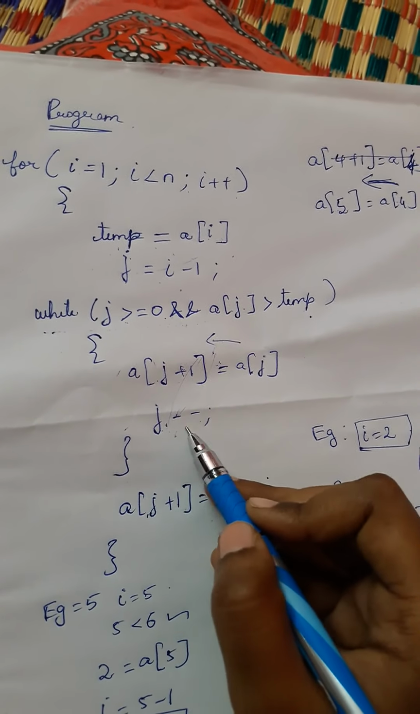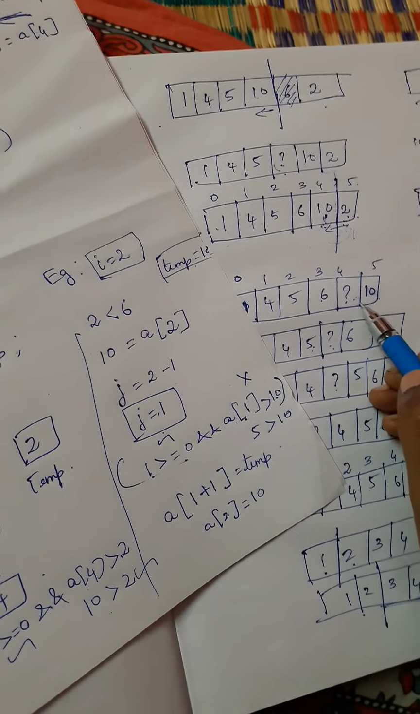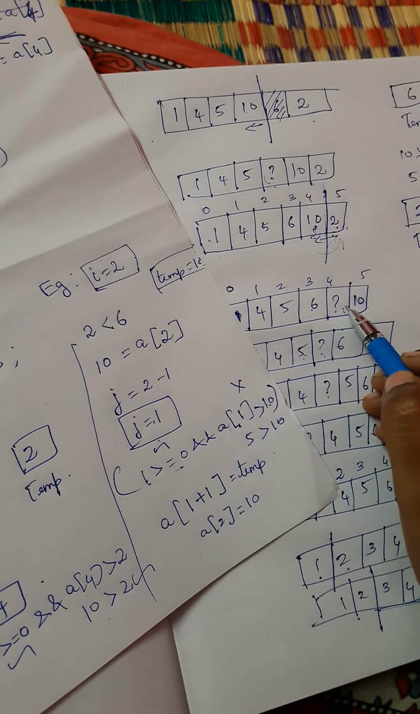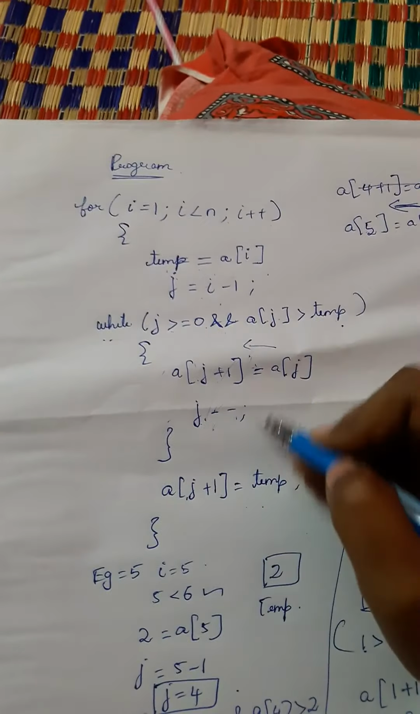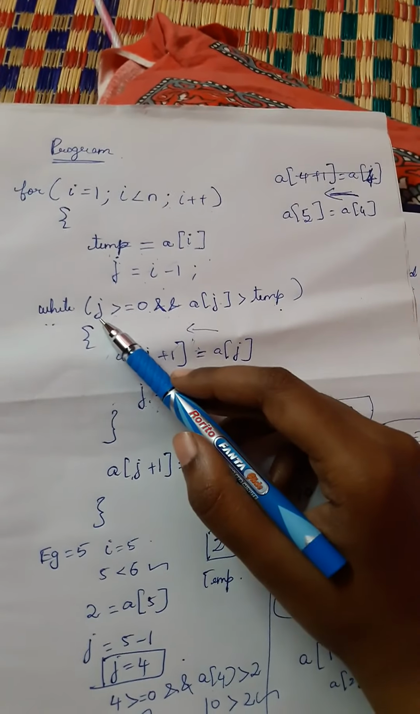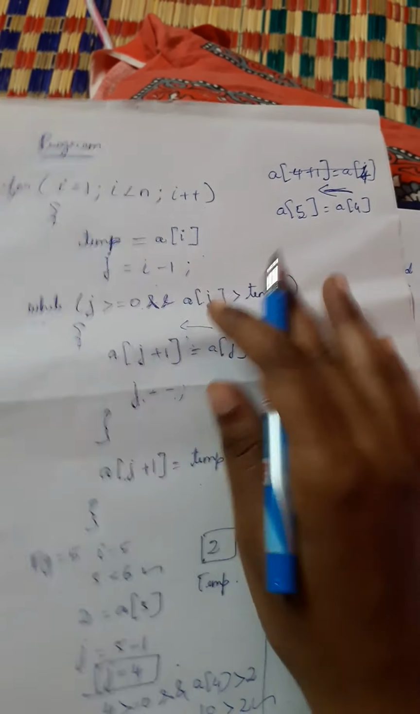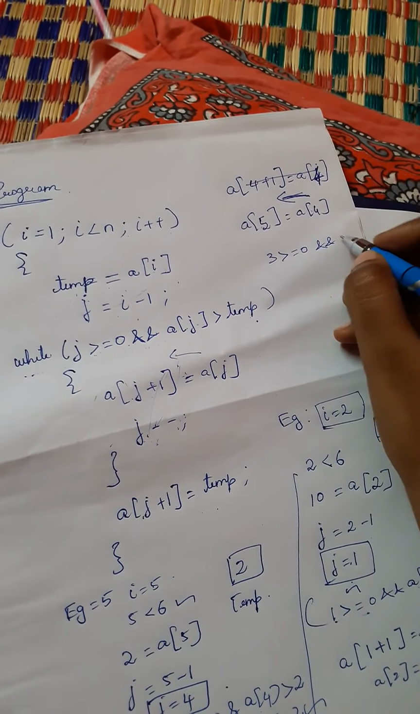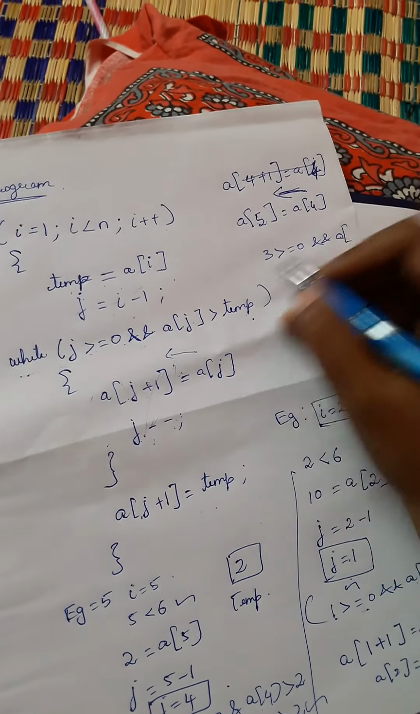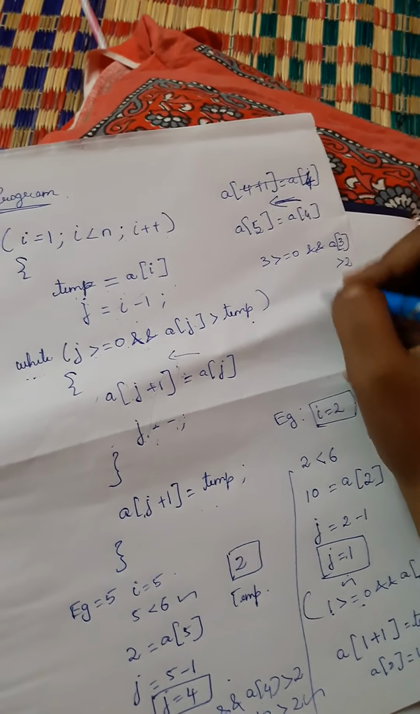Again, what you have to do is j minus minus. j is 4, so we are decrementing it by one. Now again I have to compare each and every element like this throughout the while loop. So again I will check the condition, as the j value is now decremented by 1, so it is 3. 3 is greater than or equal to 0 and A of j, now A of 3, is greater than temp, which is 2. Again I will check the condition till it fails.